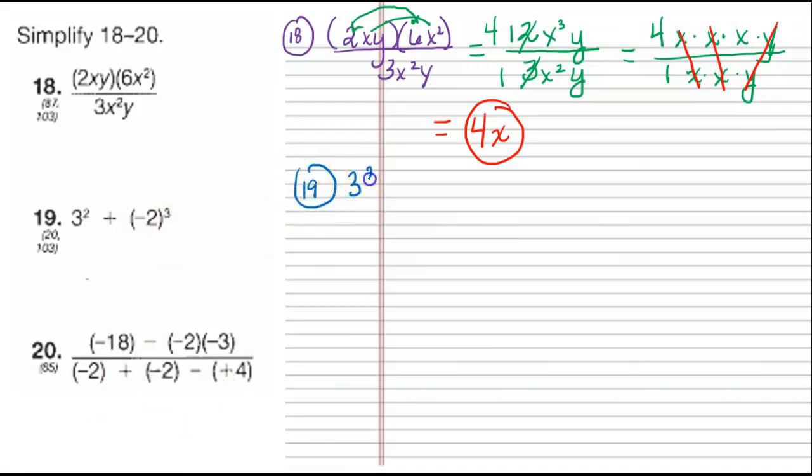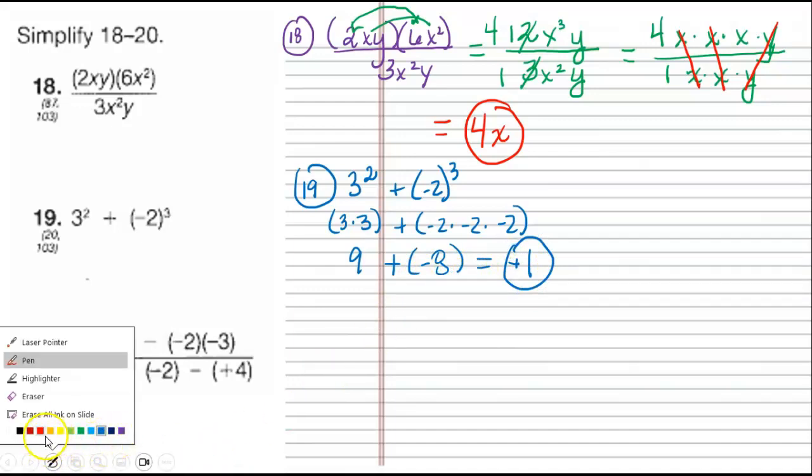19. 3 squared plus negative 2 cubed. So this is 3 times 3, or 9, plus negative 2 times negative 2 times negative 2, which is negative 8. So my answer is 1. Because they're opposite signs, you subtract and take the sign of the larger. You could even put plus 1 if you want to.